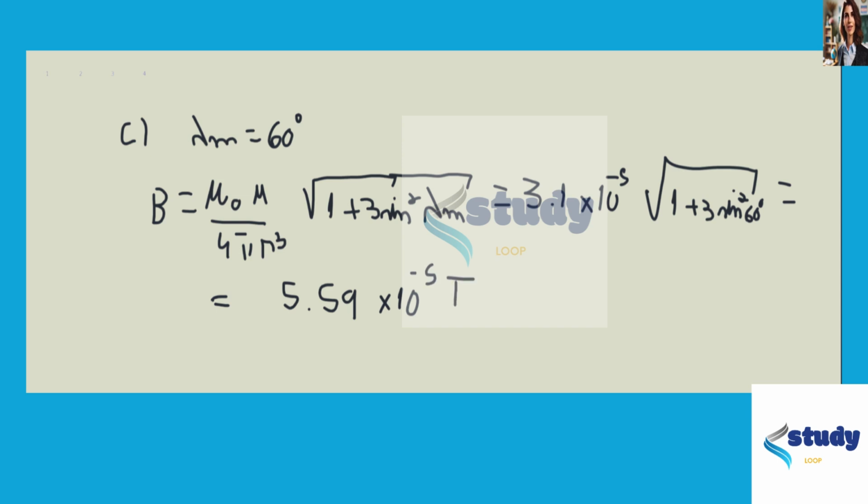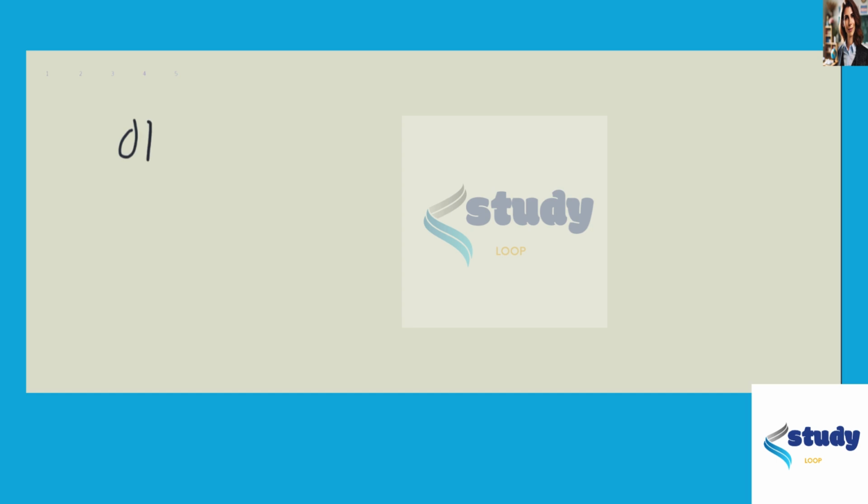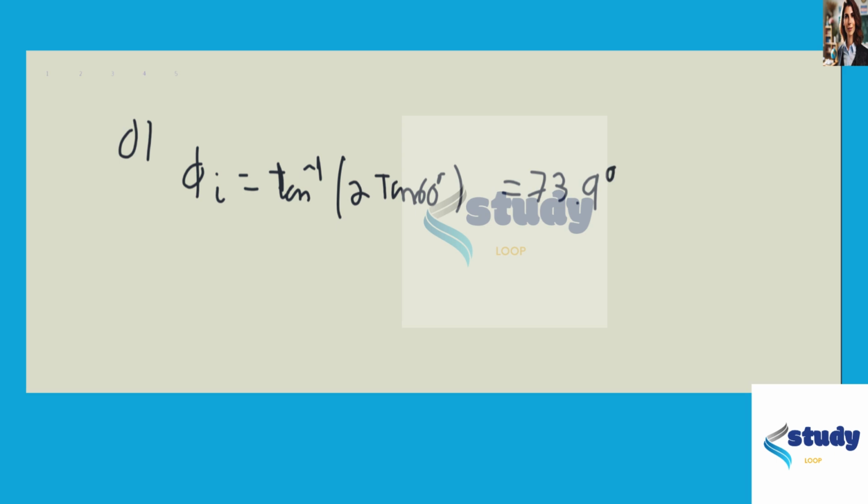And now for the angle, for part D, the angle phi I is inverse tangent of 2 times the tangent of 60 degrees, and this is 73.9 degrees. Finally, you want to know the magnitude and inclination at the north geomagnetic pole.